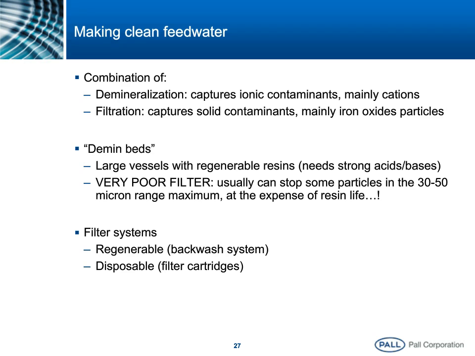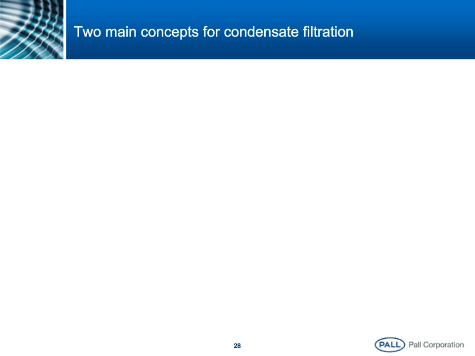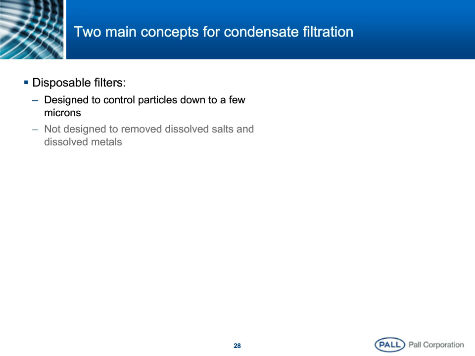There are two types: regenerable, which we also call backwash systems, and disposable, which are filter cartridges that you basically throw out when they're full of contaminants. So the two main concepts for condensate filtration are disposable and backwash. Let's start with disposable filters. They are designed to control particles down to a few micron, but they are not designed to remove dissolved salts and dissolved metals. So they cannot do the job that the resin beds do.